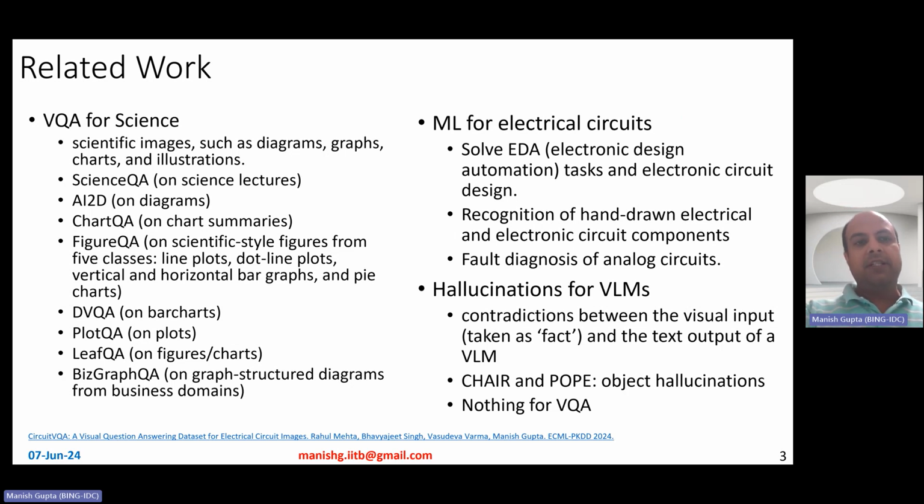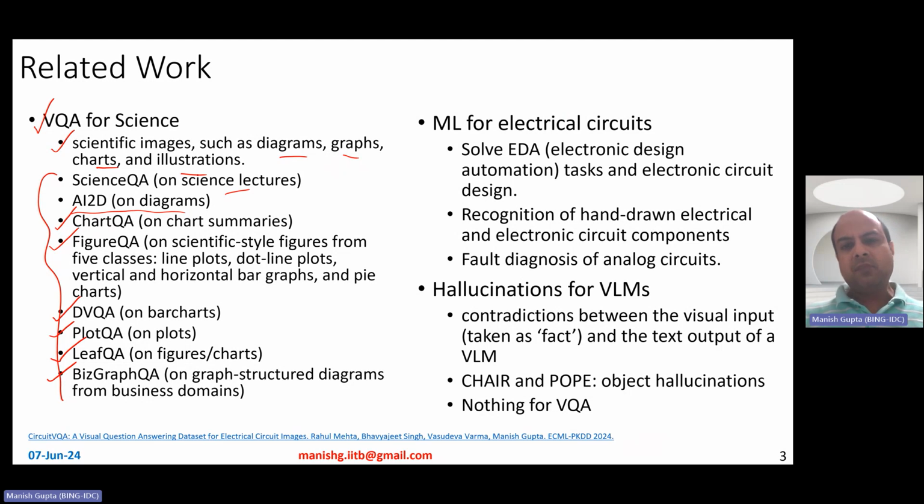Although there is a whole bunch of related work on visual question answering for science, there was absolutely no work on visual question answering for electrical circuit images. That is why we thought we would do this work and contribute the dataset to the community. People have worked on science images, like diagrams, graphs, charts, and illustrations. For example, Science QA on science lectures, AI2D on diagrams, Chart QA on chart summaries, Figure QA on line plots, dot line plots, vertical and horizontal bar plots, pie charts, DVQA on bar charts, Plot QA on plots, Leaf QA on figures and charts, BizGraph QA on graph structured diagrams from business domains.